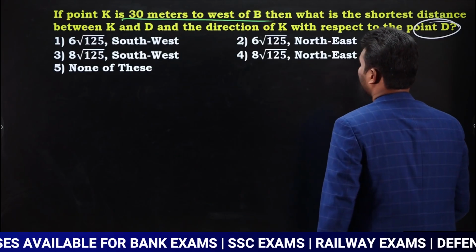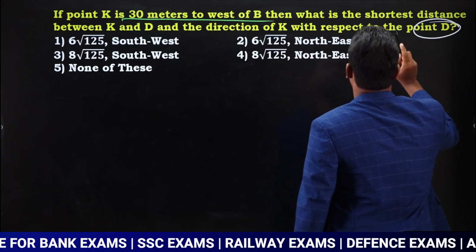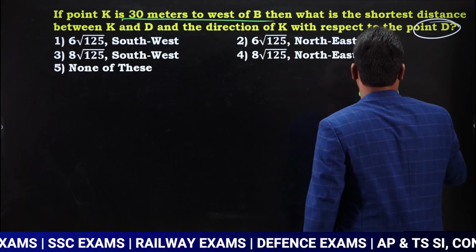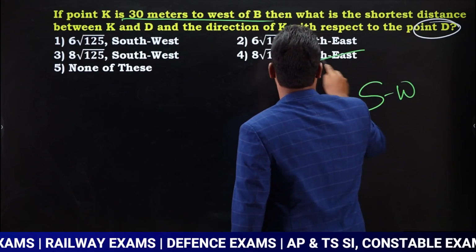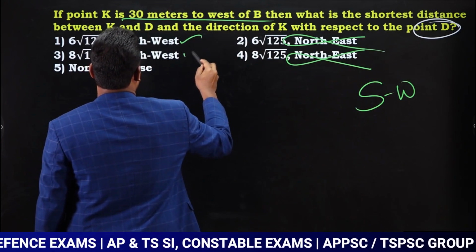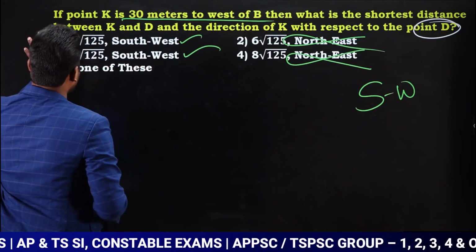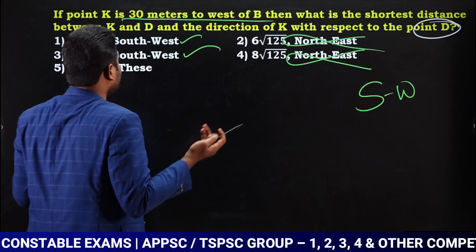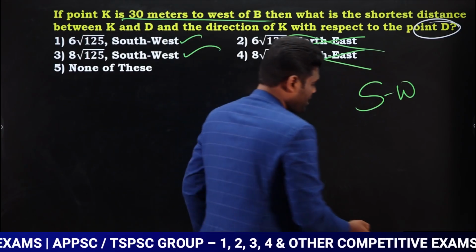Now look here. The direction of K with respect to D means southwest direction. Southwest direction means this is northeast, and we need southwest. So this is southwest. So either this should be the answer, or this should be the answer, or none of these can be your answer.